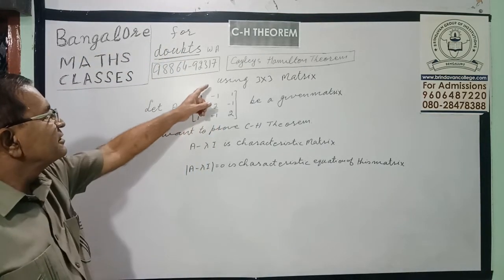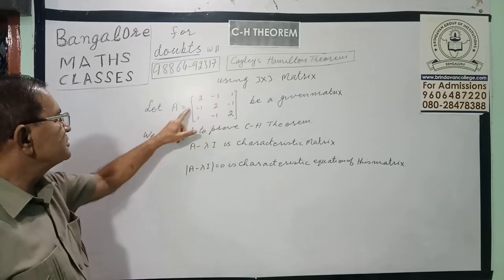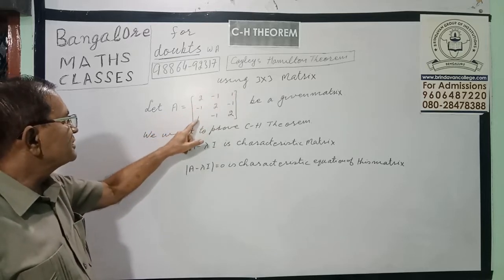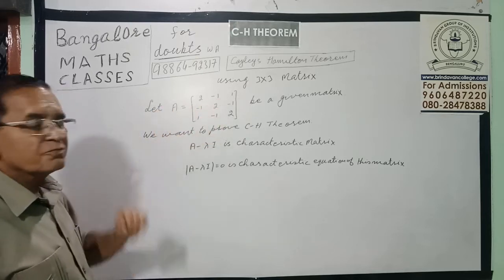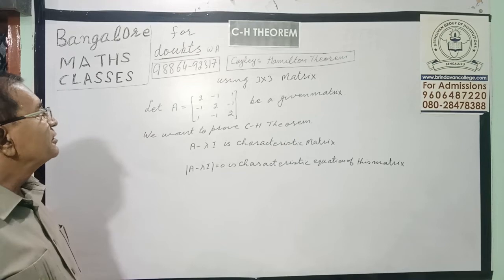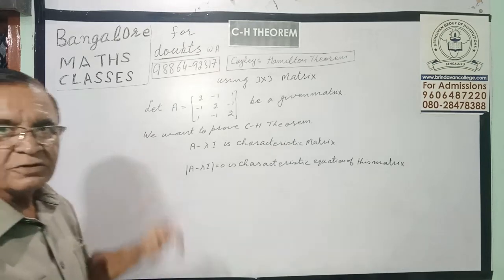See here, I am using the matrix A equals [2, -1, 1; -1, 2, -1; 1, -1, 2]. And here I will do the formation and all the things with this one.